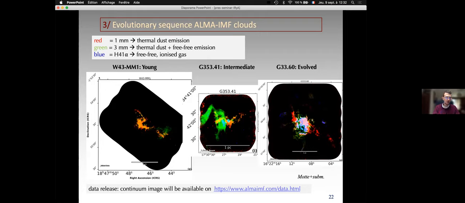You see on this slide, for each of the young, intermediate, and evolved regions, a three-color image with red for the 1 millimeter flux, so only thermal dust emission, in green the 3 millimeter, which is probing both thermal dust and free-free emission, and in blue the H41 alpha, which is probing only free-free emission, so from ionized gas. And you can see the difference between MM1, which is a young region with only red and green, and for instance G333, which is evolved and with a large part in blue with free-free emission. The data release will be coming with a second paper of Ginsburg, and continuum images will be available.